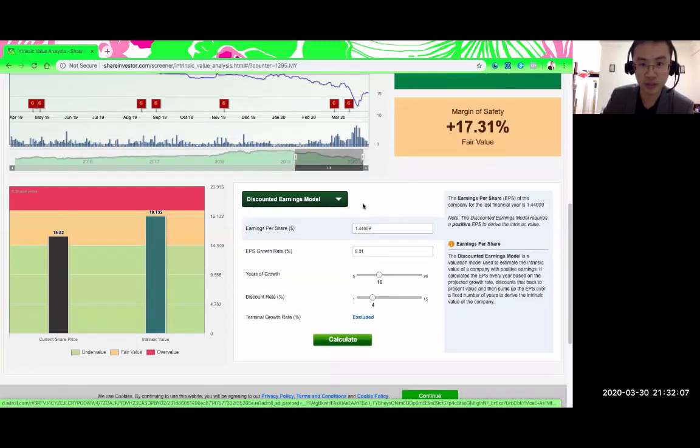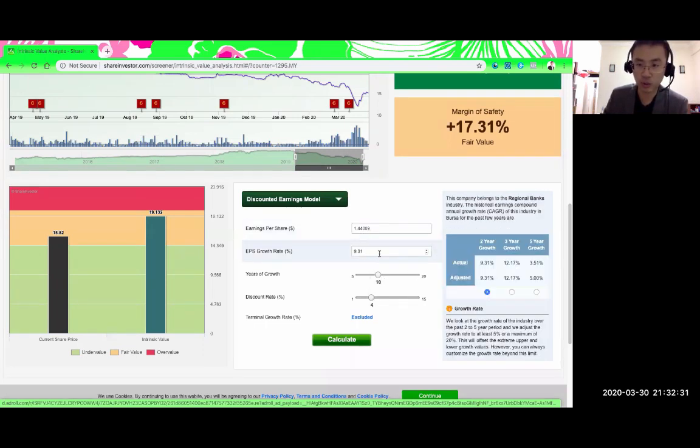You see this, this is a discounted earnings model. The system has already come out with the earnings per share of the company in the last financial year, which is 1 ringgit 44 cents. So it's already input here, and you don't have to do much. What you need to assume is how many years of growth and the discount rate. The growth rate is also calculated for you already.